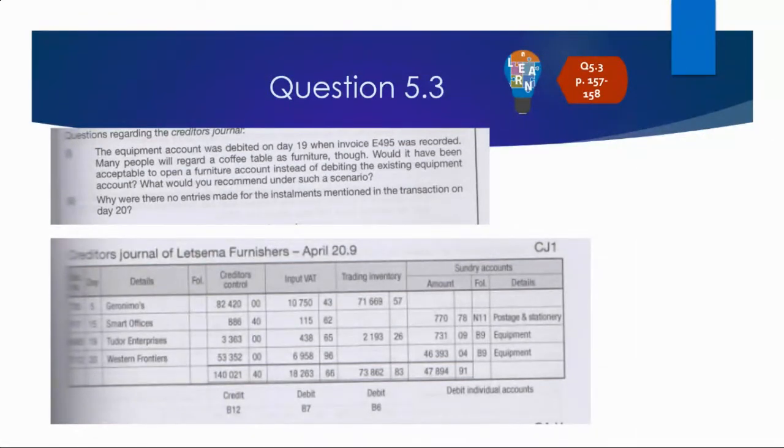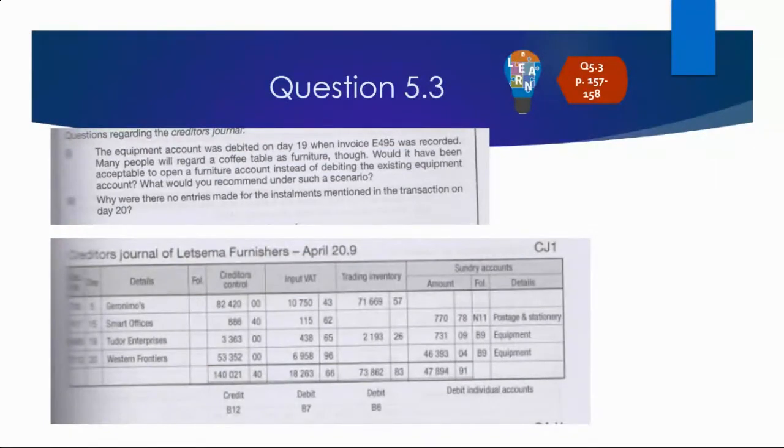So in your textbooks, you can read along or you can look at the screen. So questions regarding our Creditors Journal. So we said Creditors Journals relates to transactions with our suppliers where we've purchased goods or services on credit from a third party and we actually owe them money. Now in this scenario, you can see on the table I've included, we had 4 creditors for this month of April.